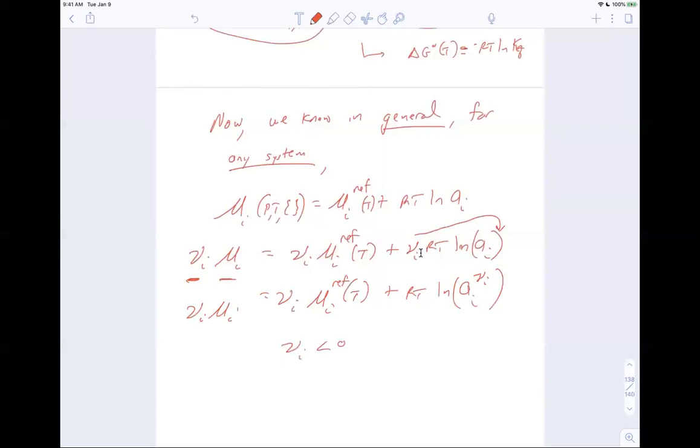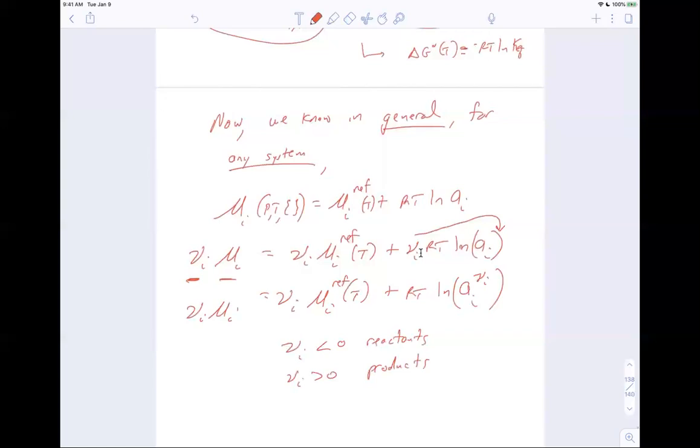Nu sub i is negative for reactants, and it's greater than 0 for products, because we're going to produce them. And we can go through the algebra here, which I'm not going to do.